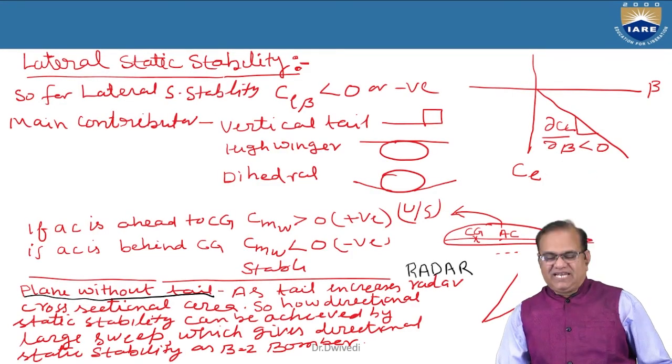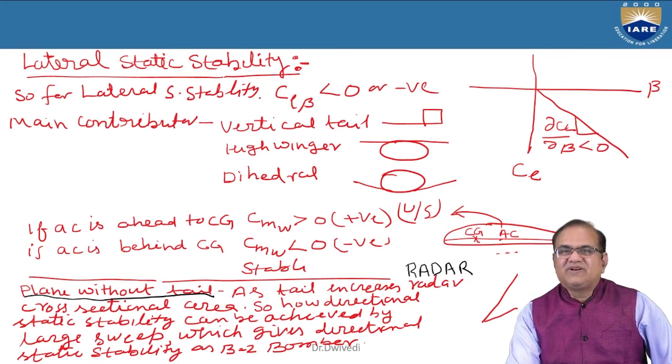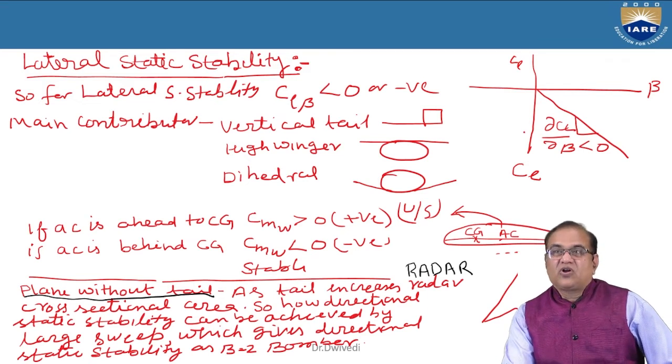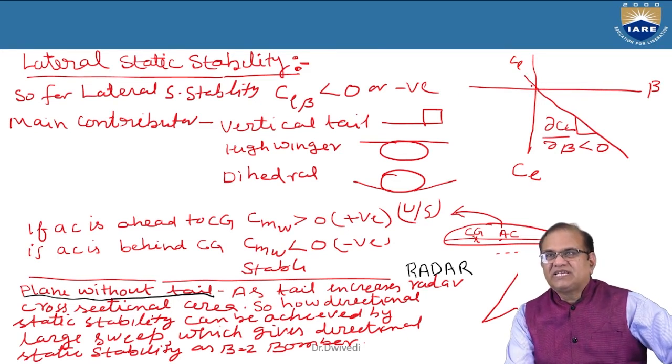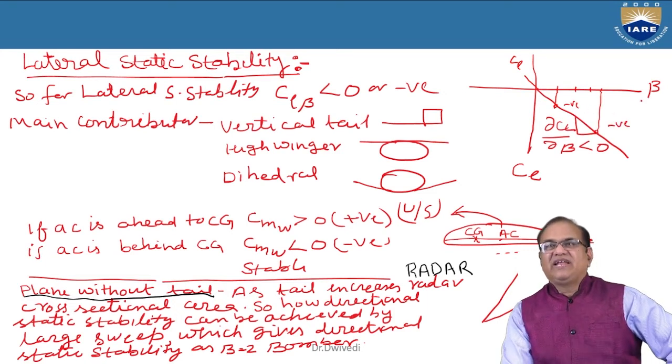Now we can see here lateral static stability. Lateral static stability means C_L beta should be less than 0, or negative. I have shown here: this is beta and this is C_L. C_L is the coefficient of the rolling moment. So if you increase beta positive, C_L should go negative, like this. This is also negative. So like this, the condition can be achieved.